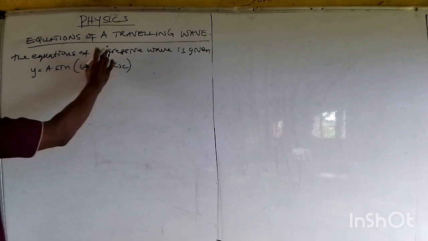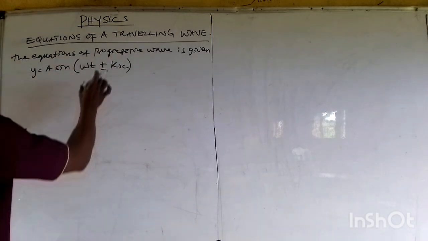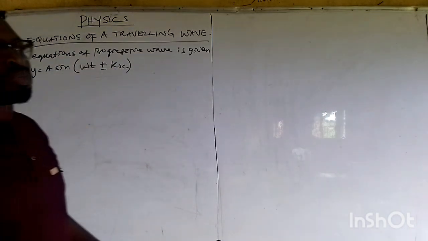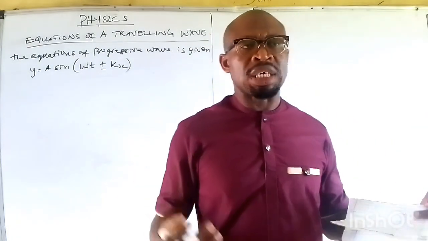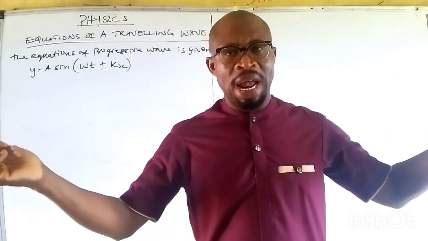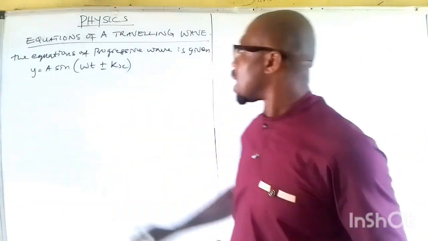Now, you have the plus or minus. These plus or minus cannot come at the same time. So you have plus or you have minus. The minus there is for a wave which is moving from left to right. Now we represent it with a minus.